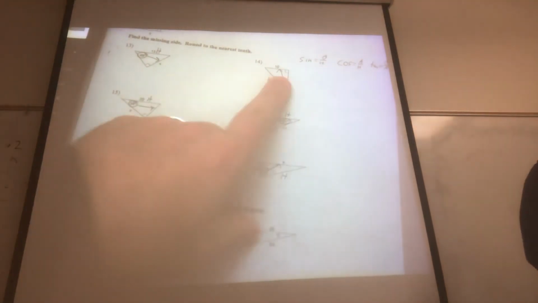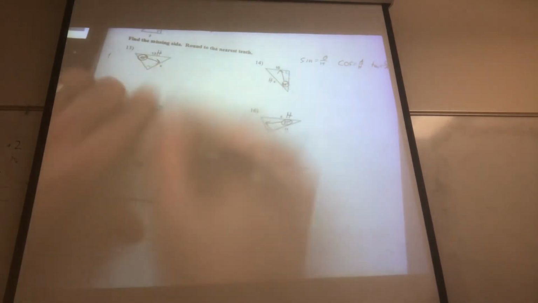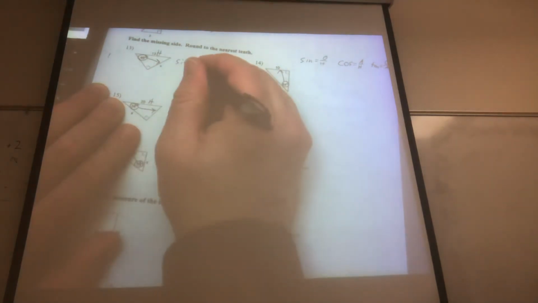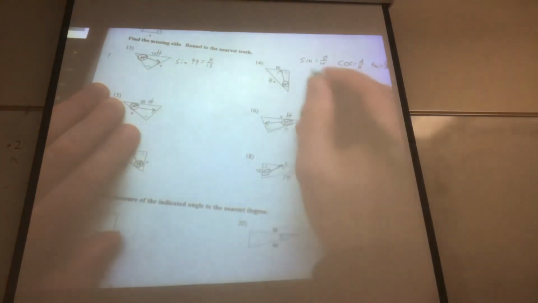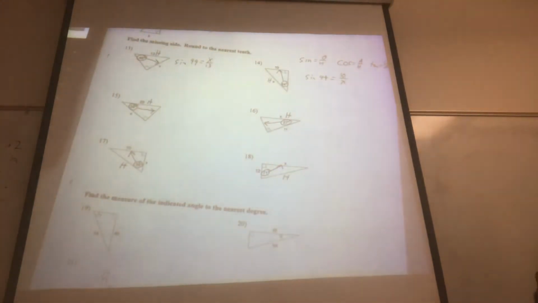On these first two, I have the opposite side. I'm looking for the hypotenuse. That means the sine is what I'm using, opposite and hypotenuse. The sine of 49 is equal to x over 13. On this one, the sine of 44 is equal to 10 over x.